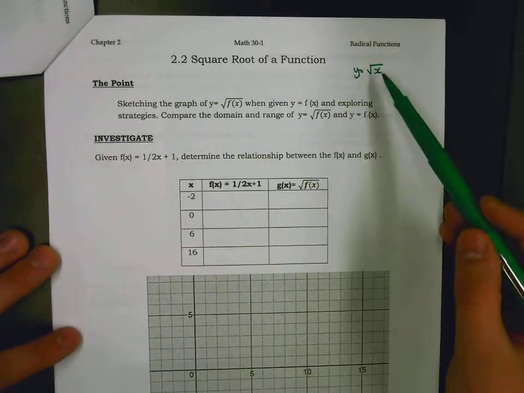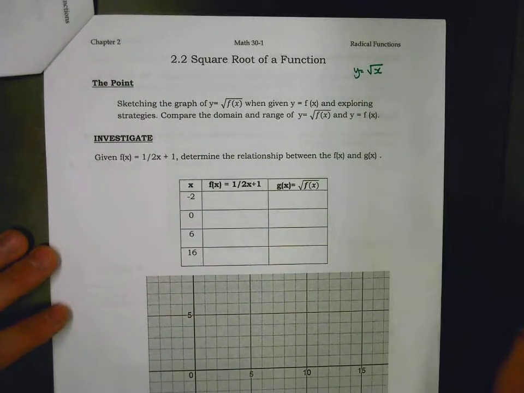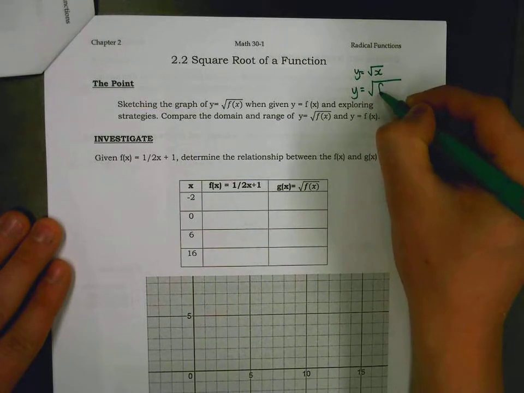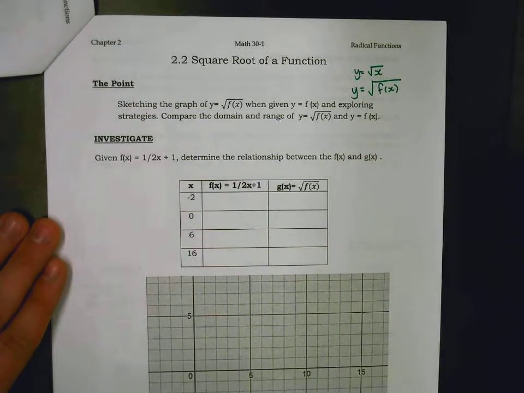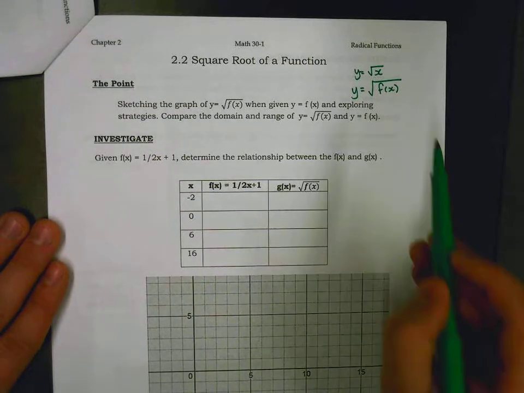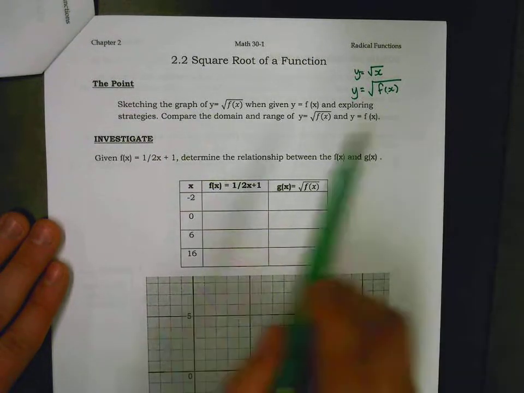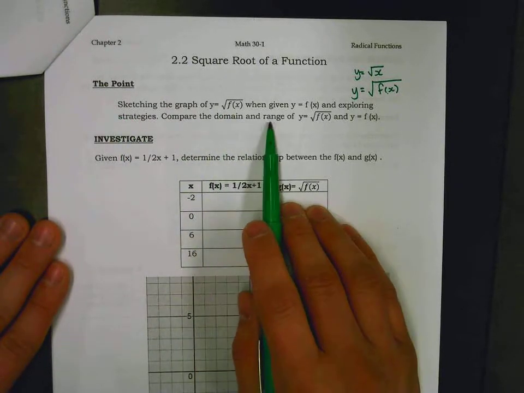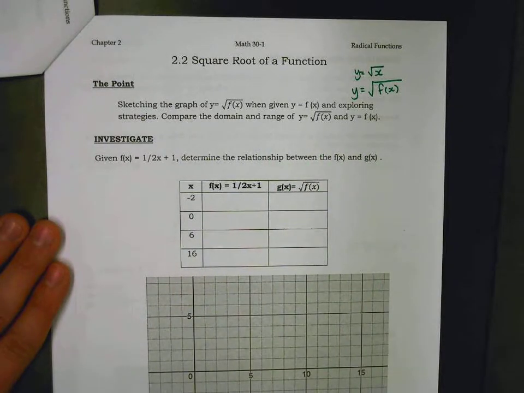So instead of square rooting x, today we're going to see this notation where we're going to see the square root of y. Essentially, we're looking at a function and then saying what would happen if we applied a square root to every y value. That's important. We're applying a square root to every y value. So the point is, again, to sketch the graph of the square root of a function and then talk a little bit about domain and range as a comparison between the two.